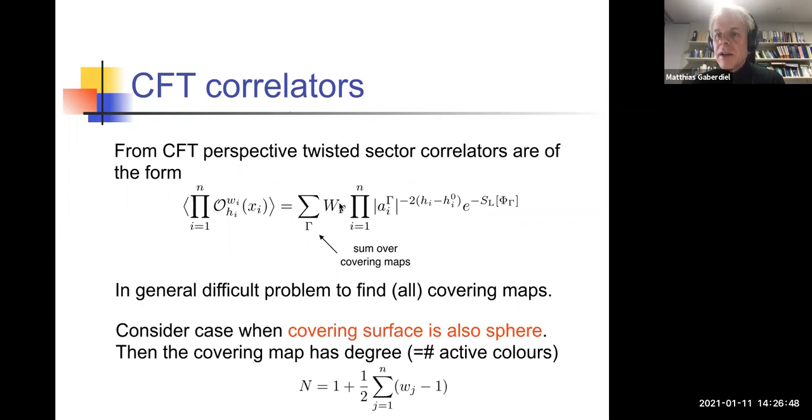So what we've realized is that there is actually a mechanism, an idea by means of which you can find the covering map quite explicitly, if you assume that the covering surface is also a sphere. So we are looking at only those sums of covering maps that contribute to leading order in 1/n. These are the ones where the covering surface is also a sphere. And in this case, n, which is the number of sheets or the number of active colors, is equal to 1 + 1/2 times the sum over (w_j minus 1). So how can one characterize these covering maps?